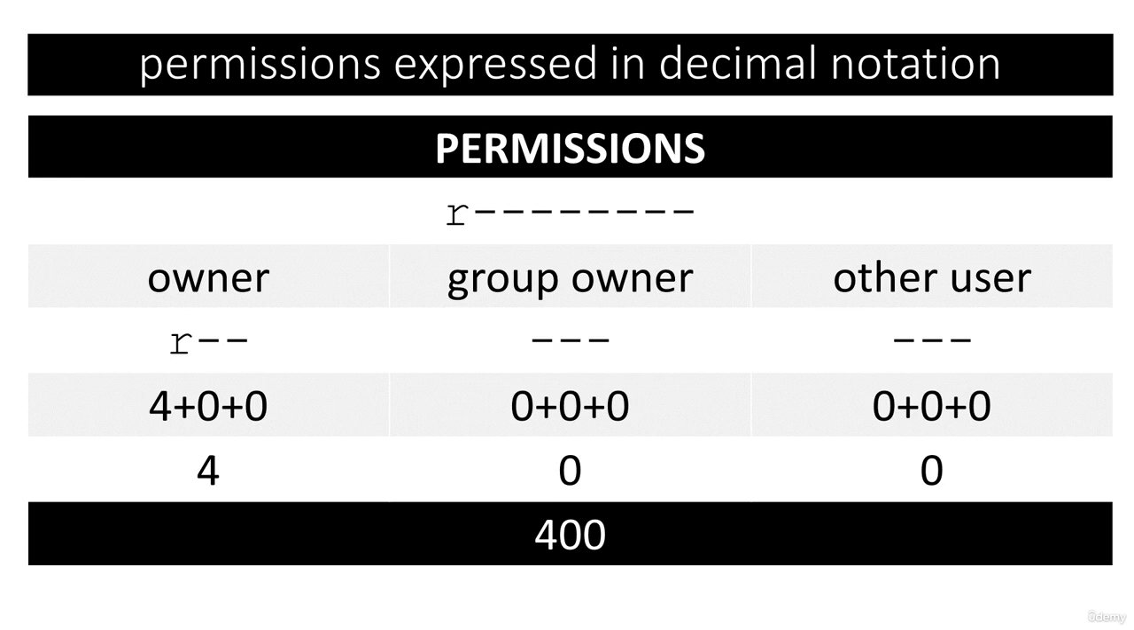What would permissions of 400 mean? The owner is 4. That means the owner can read. Group owner has no permissions, other users have no permissions. 400 is often used to lock a file down if you want to prevent any other user from reading the contents of the file, modifying the file, or executing the file if it's a script.